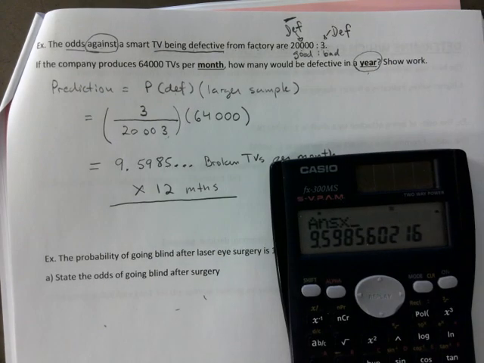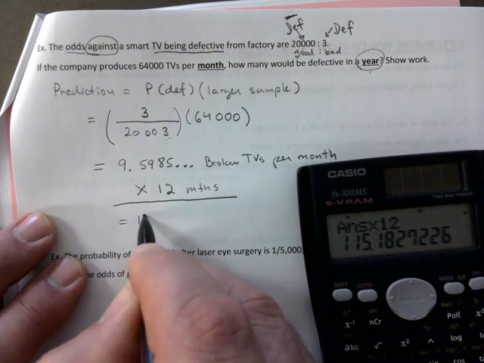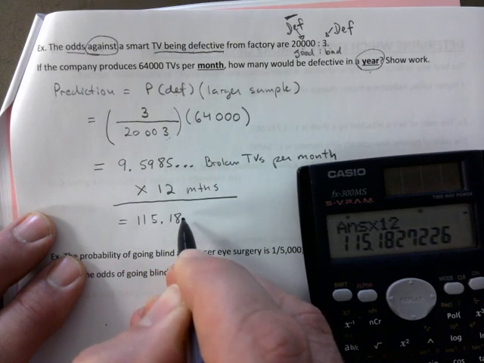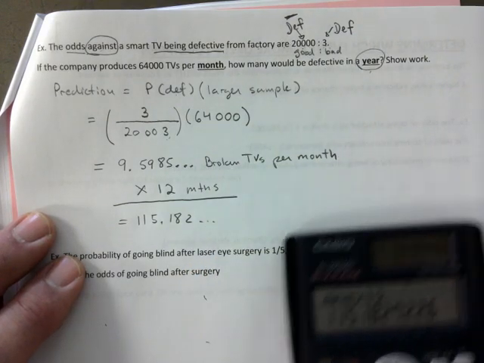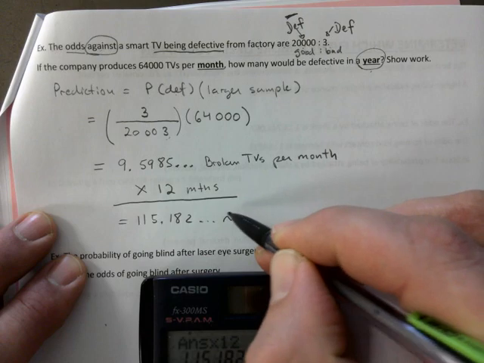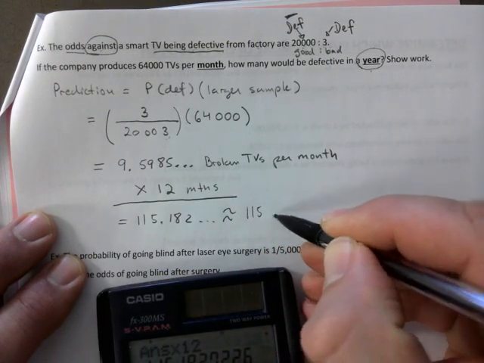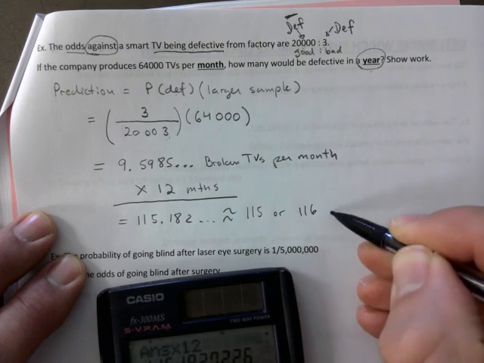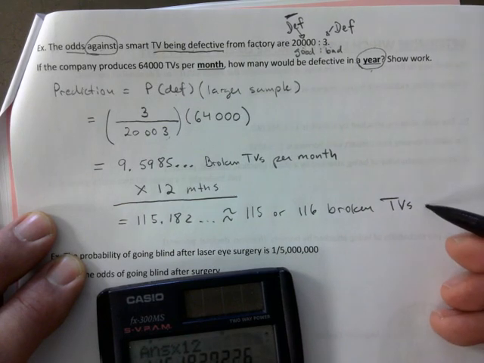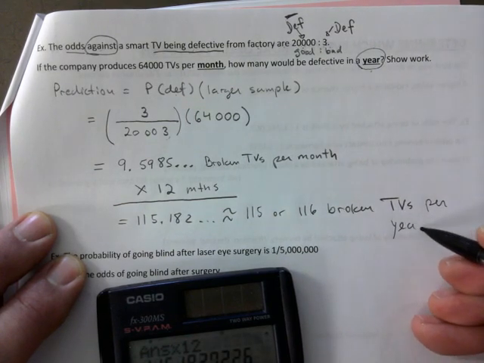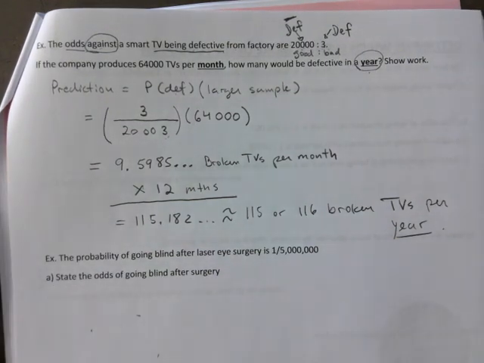Let's multiply this by 12, and now we're going to round. That's 115.182 and so forth, which is approximately 115 or 116 broken TVs per year. Wow, right? It's a lot of broken TVs, if you ask me.